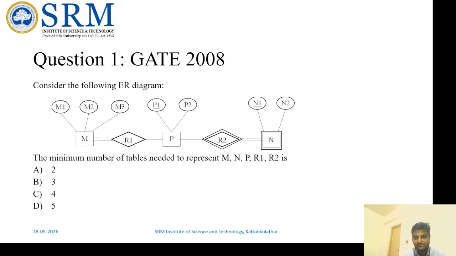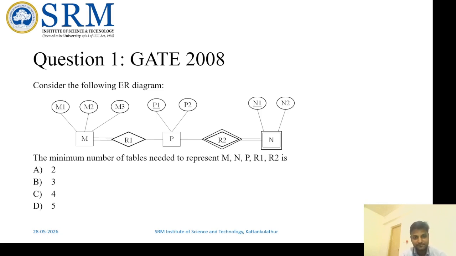Now the thing is, we know that a number of tables is created when two entities are associated with one relation. For example, M and P are related with the relation named R1. So in this case, how many tables are possible, that we have to think first.